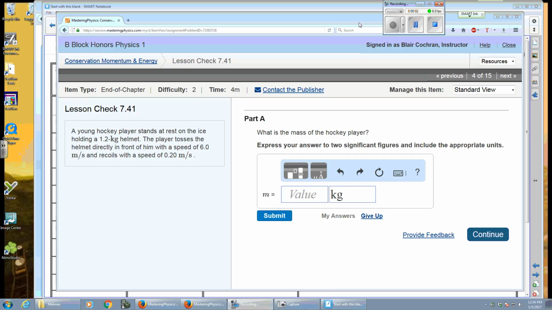All right, here we go with number 4. Number 4, which is the young hockey player stands at rest on the ice.